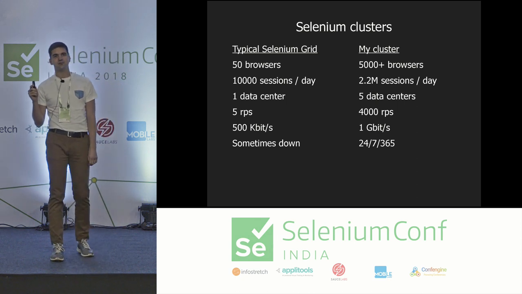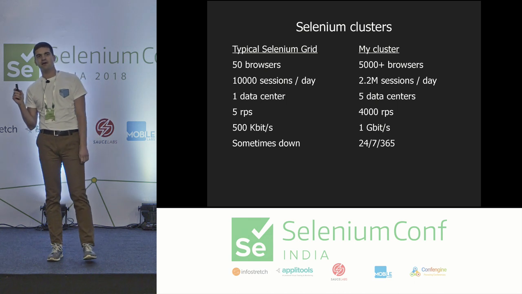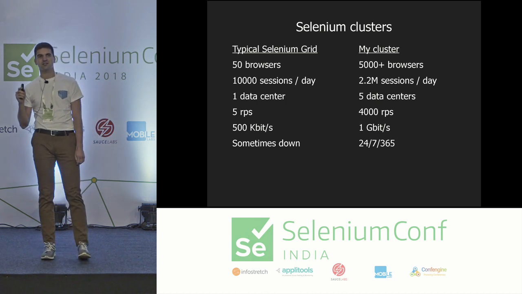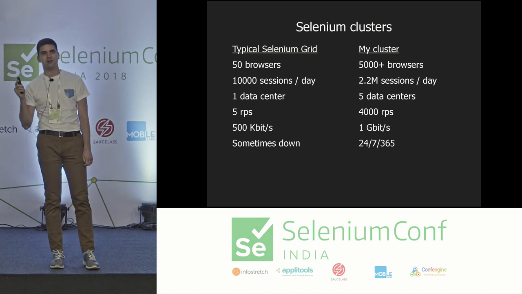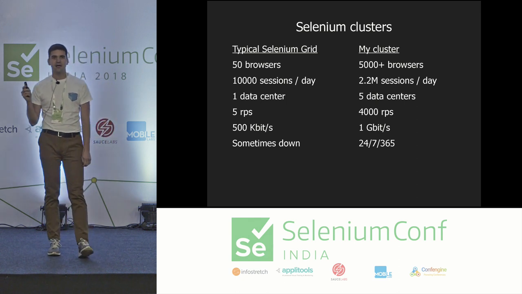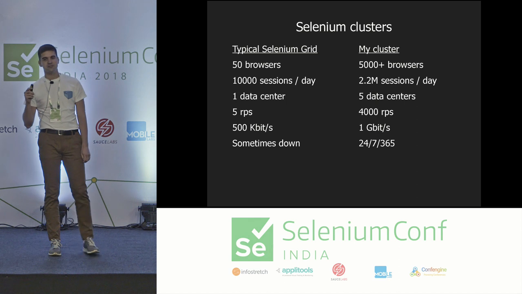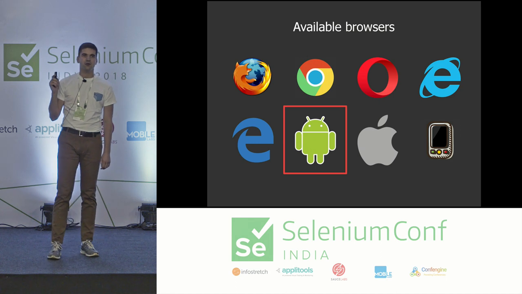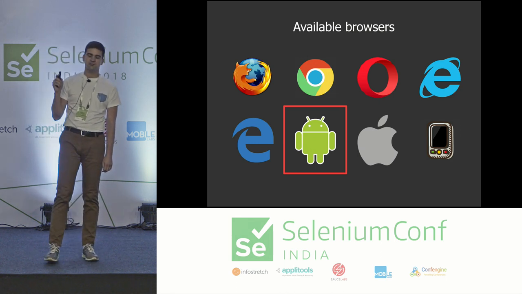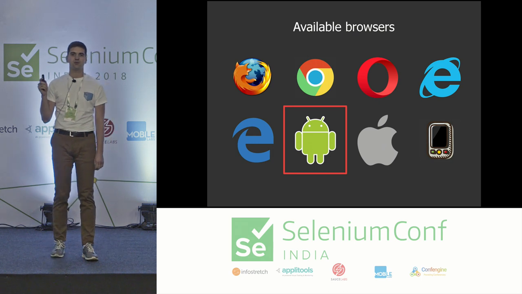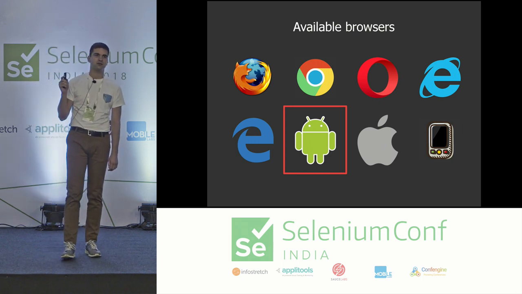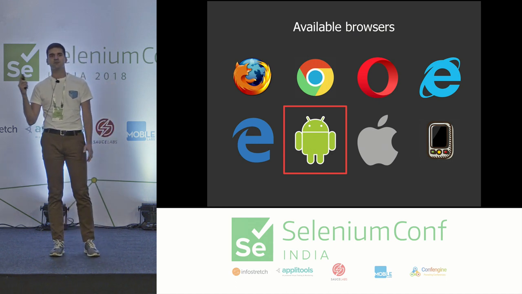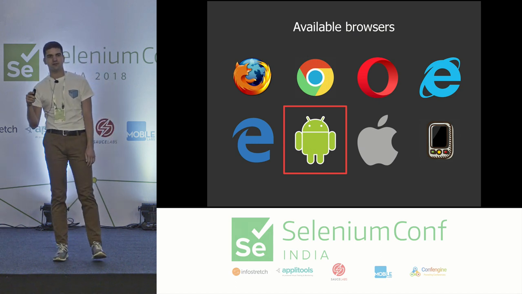This cluster is distributed across 5 data centers. The average load is about 4,000 requests per second. The traffic is about 1 gigabit per second. And this cluster is certainly working all the time. This cluster has all popular browsers and platforms, including last 10 versions of Firefox, Chrome, Opera, all versions of Internet Explorer, Microsoft Edge, Android emulators running on hardware servers, iOS simulators running on Mac minis, and for some teams, we also have real devices, phones, and tablet PCs connected to the same cluster.